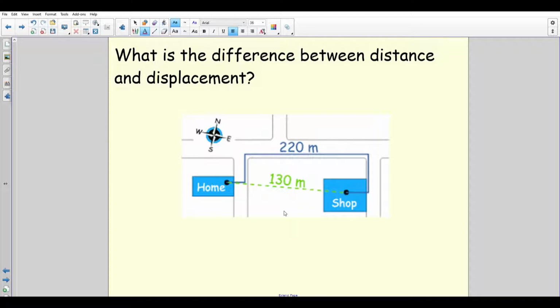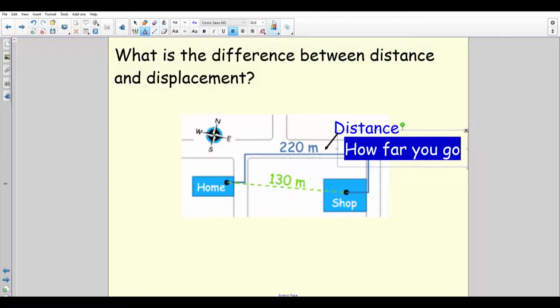Okay, so difference between distance and displacement. So this little diagram here is showing us this. So the blue line here at the top, that is showing us the distance. Okay, so that's the distance. Now basically the distance is, quite simply, just how far you've gone. Okay, so it's how far you go altogether.